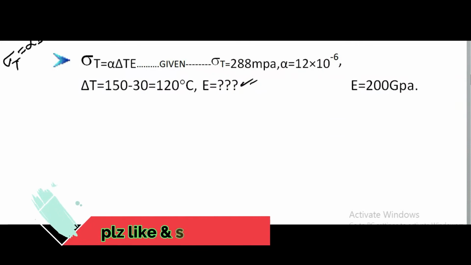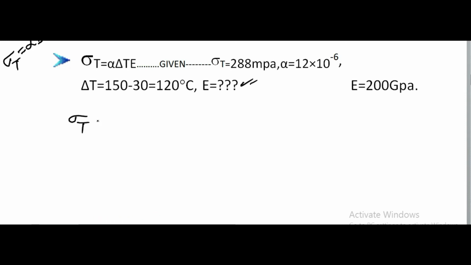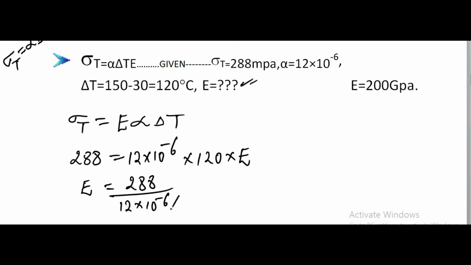So friends, we have to find Young's modulus, that is E. Thermal stress is equal to E alpha into delta T. Thermal stress is given 288 megapascal, alpha is given 12 into 10 to the power minus 6, and delta T is given 120, into E. So we have to find E is equal to 288 by 12 into 10 to the power minus 6 into 120.